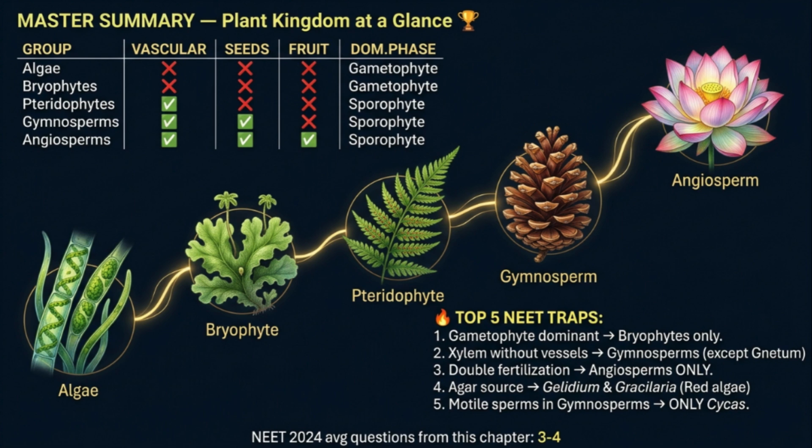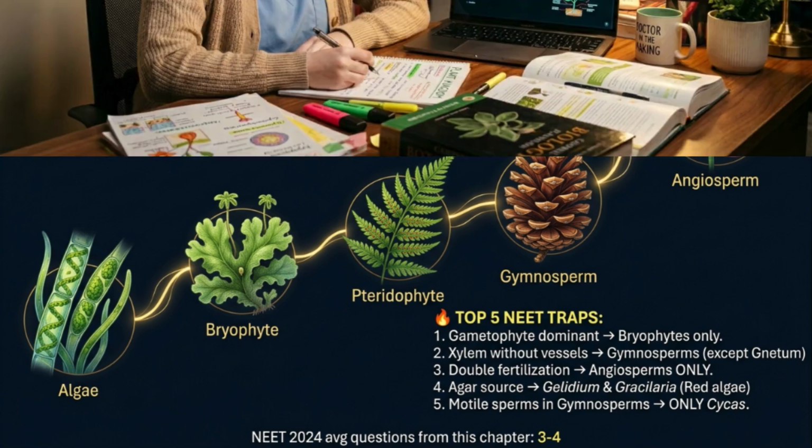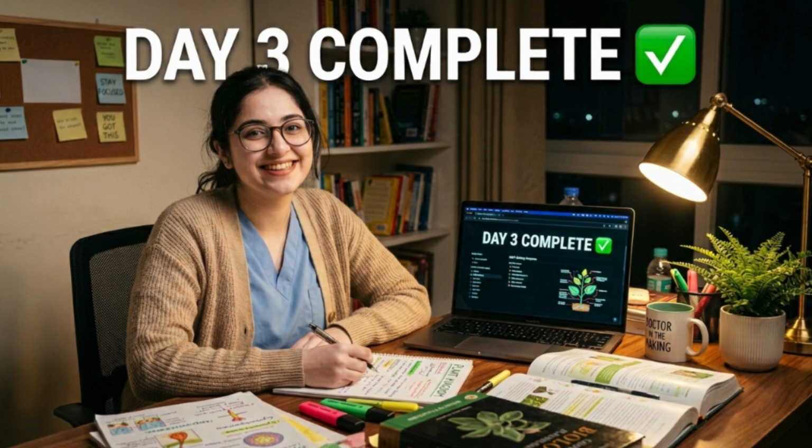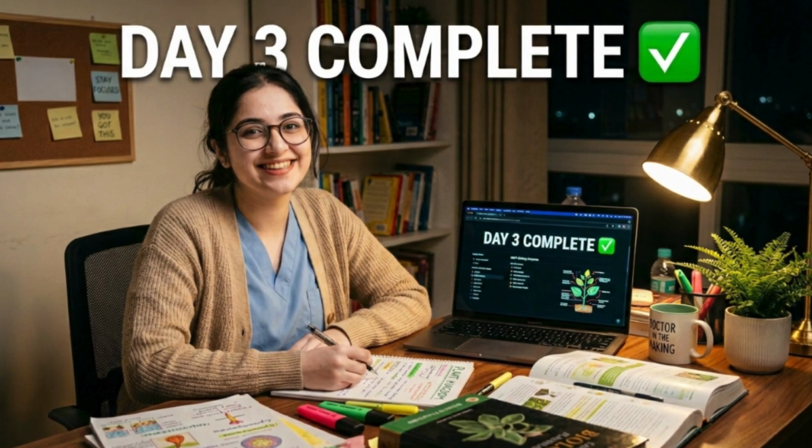Now the 5 NEET traps. 1. Gametophyte dominance is only in bryophytes. 2. Gymnosperms have xylem without vessels, except Gnetum. 3. Double fertilization is only in angiosperms. 4. Agar comes from red algae, specifically Gelidium and Gracilaria. 5. Motile sperms in gymnosperms occur only in Cycas. Screenshot this table. Revise it tonight. Plant kingdom done. Day 3 conquered.